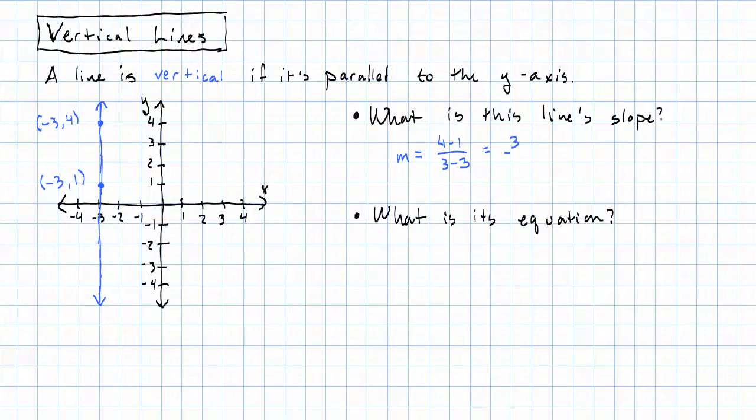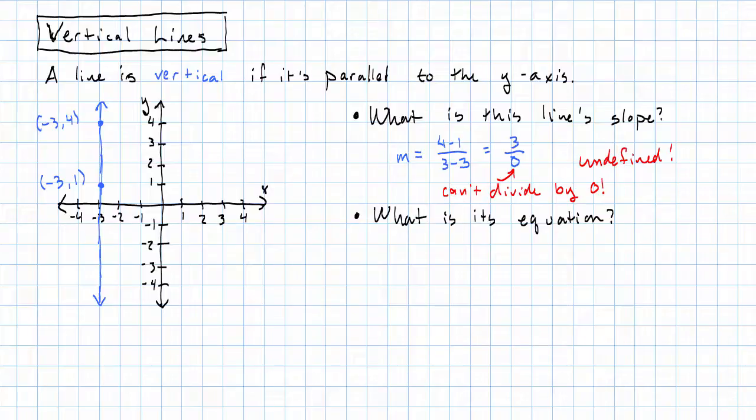So we have 3 over 0. We can't divide by 0. Right? 3 divided by 0, that isn't anything. That is undefined. The slope of a vertical line is undefined.